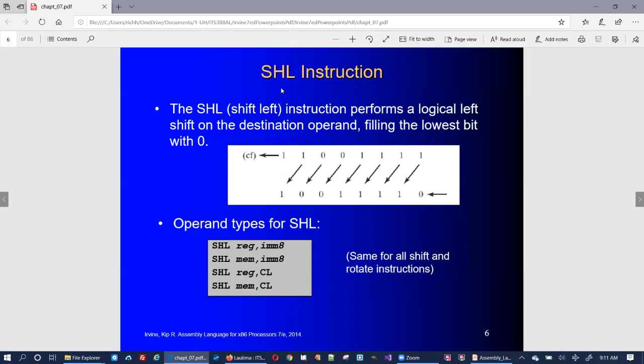And so here's the shift left instruction. This is shifting left now. It performs a logical left shift on the destination operand. This is the destination operand, so we're either shifting a register or memory. And this value is the number of bits to shift.